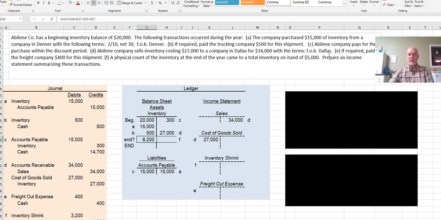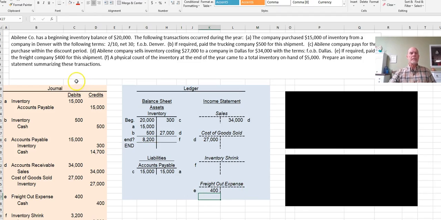The sale was made to a Dallas company, free on board Dallas, meaning we have to pay the freight. We're in Abilene. So the freight company is charging $400 for this. This is freight on outgoing merchandise. We are selling it. So we would debit freight out expense, credit cash, $400. So I will take that to the freight out expense.